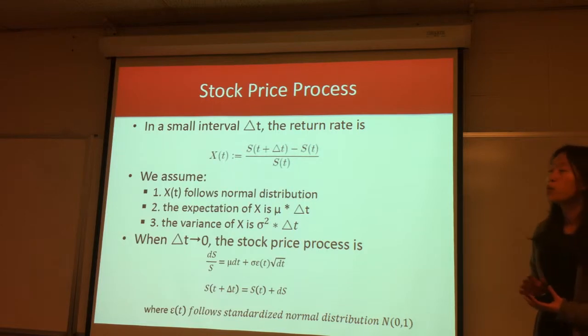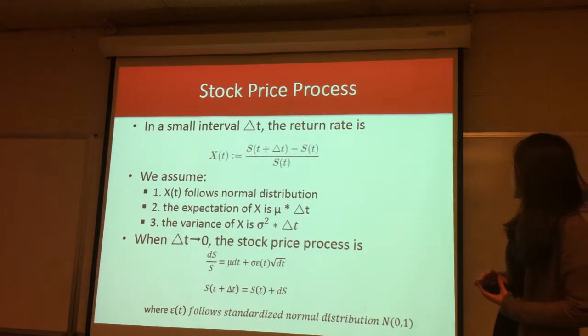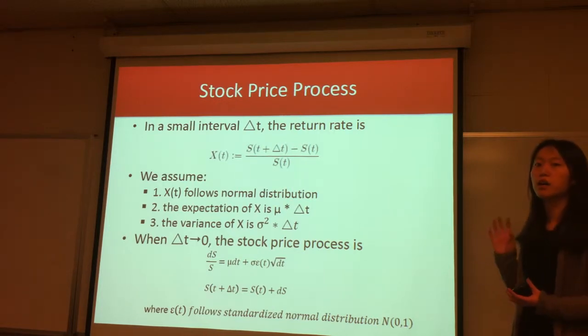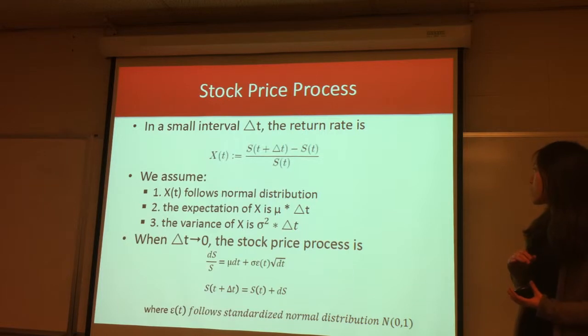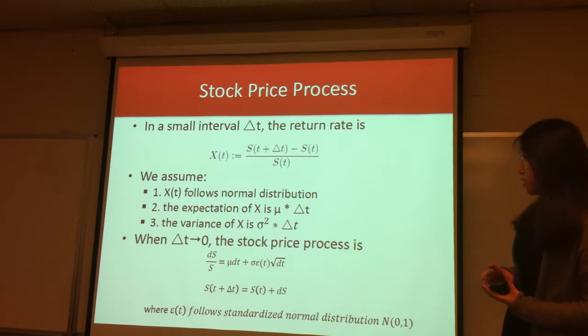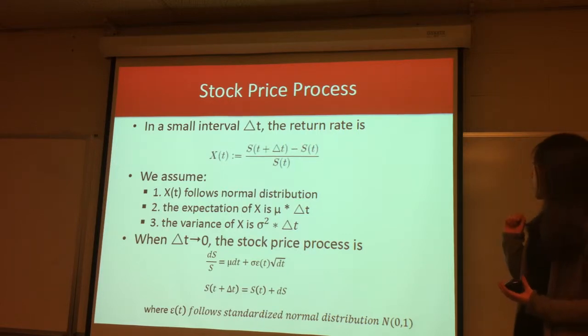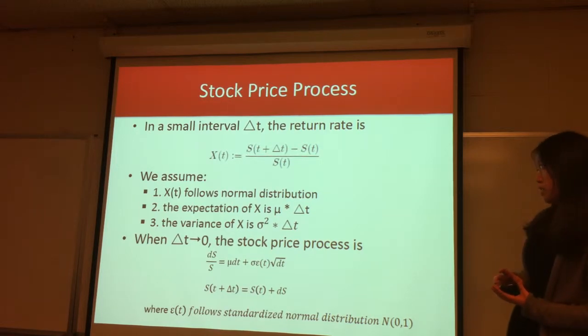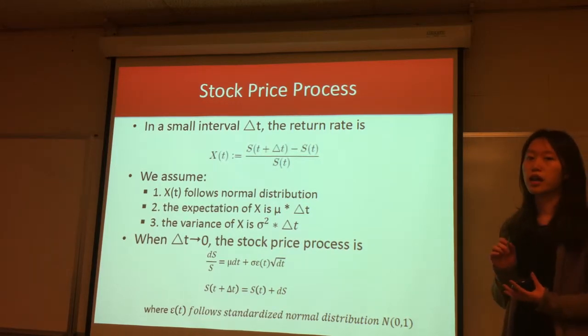In our theory, we use a model where the return rate is the stock price next time minus the stock price today, divided by the stock price today. Our assumption is that the rate of return follows some normal distribution. The second assumption is that the expectation of the return is mu times the interval. And then we assume the variance of x is sigma squared times the interval.